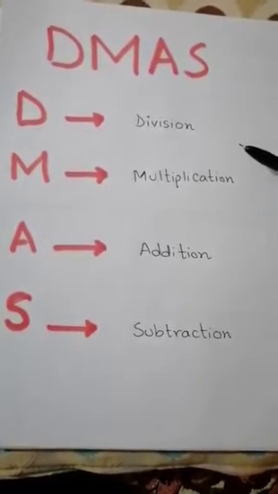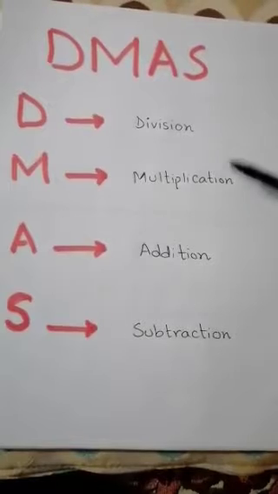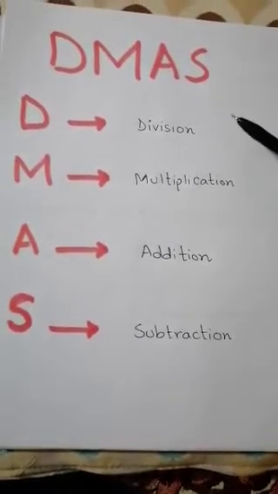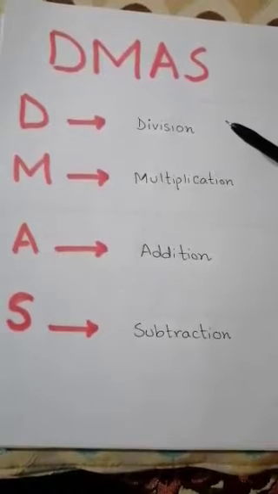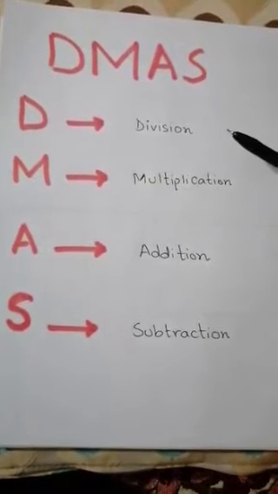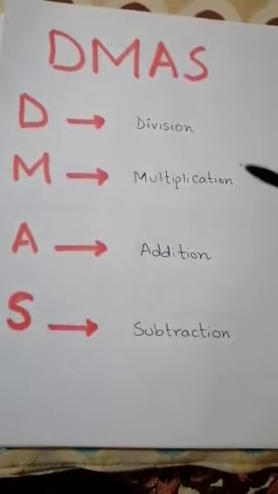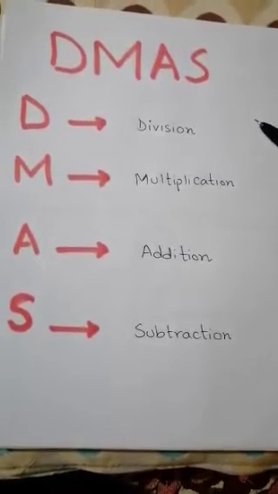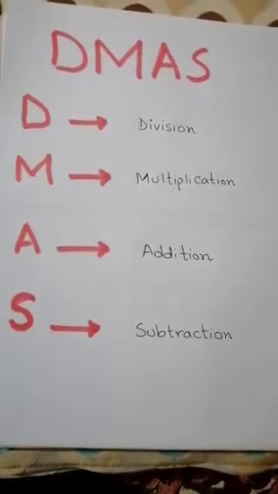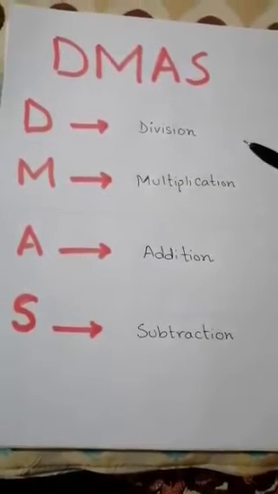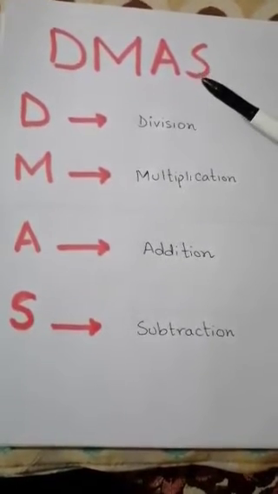We are using the DMAS rule because many times we get questions in which we have multiple operations together, like maybe we have a question in which we have to add and subtract at the same time. Maybe in some questions we have to solve addition, subtraction, multiplication all together, and maybe all 4 operations together. So that's why we are using the DMAS rule.